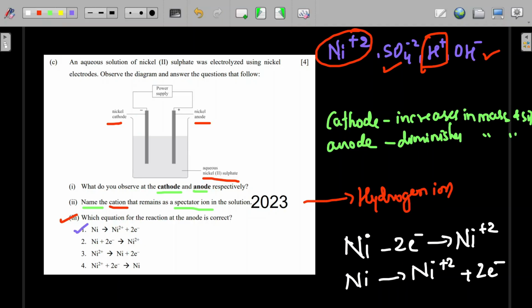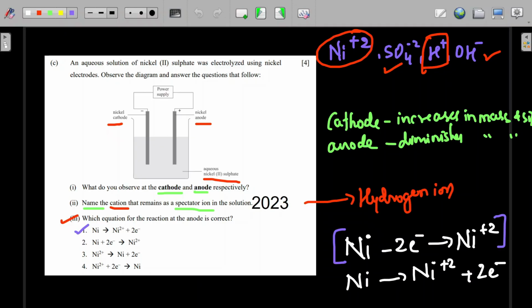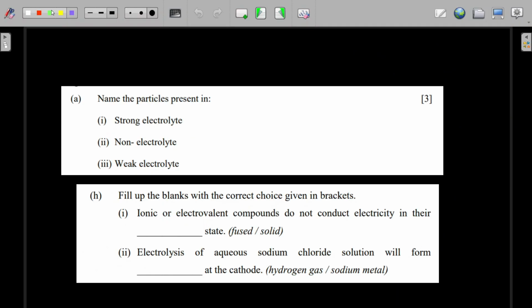Therefore, whenever you have confusion, just write what you know already, then try to match it. So nickel will give you nickel ions and 2 electrons. Sometimes these kinds of changes they will do. Some questions like this. This one we have already seen.